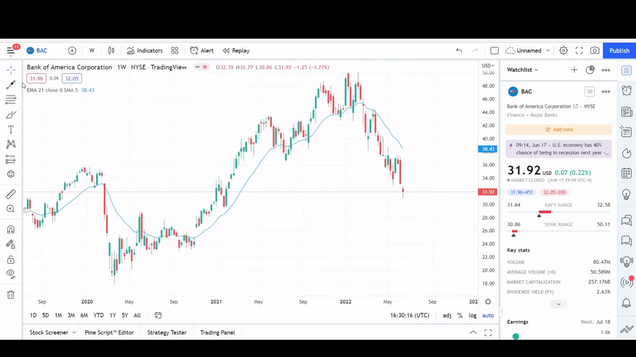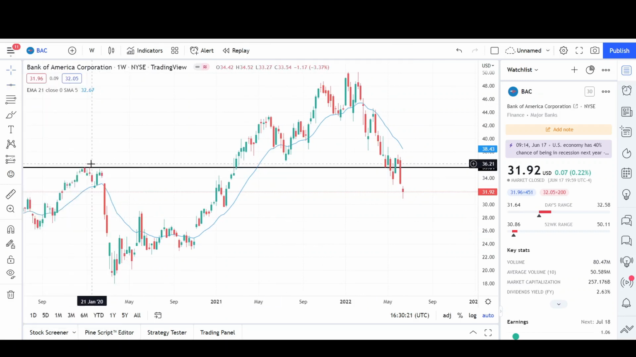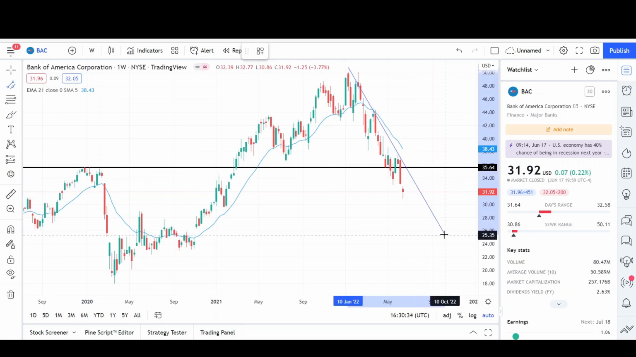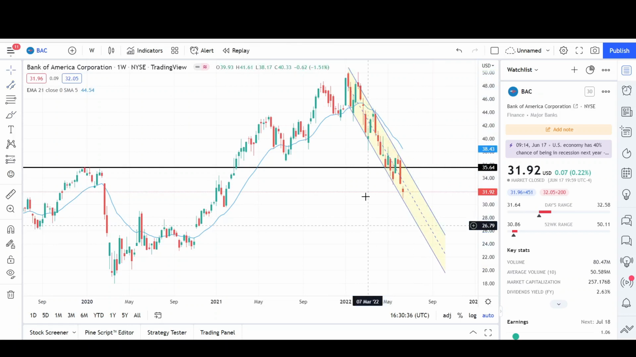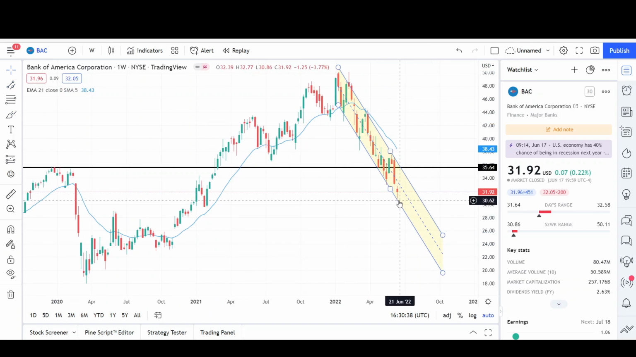Here we have the weekly chart for Bank of America. We could have bounced from that $35 level because it was a previous breakout point that we came back to test, but bulls did not want to defend it, and sellers just came right through and broke the level. We're still continuing to trend lower inside of the downtrend I showed you guys on the daily chart. Same downtrend on the weekly chart. It's just more compact. So we are near support, so we could get a bounce.